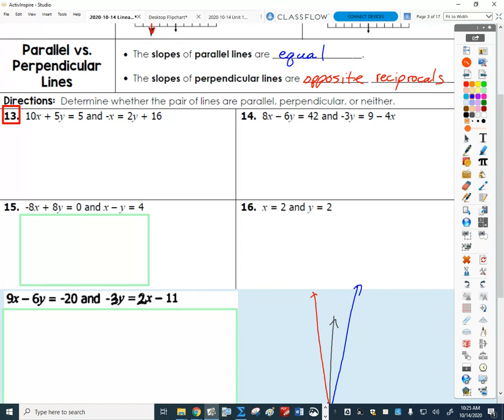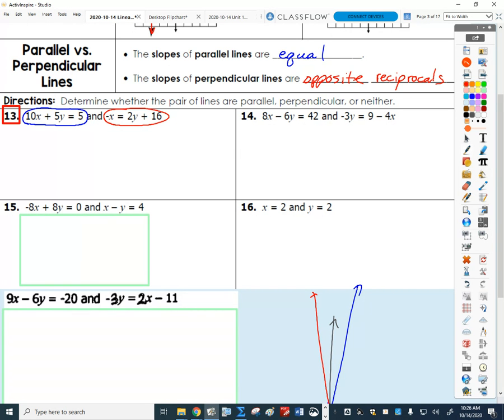So I'm comparing these two lines here. Let's make this one the blue line, and this will be the red line. What's the only thing I need to know about those two lines if I want to determine if they are parallel, perpendicular, or neither? So you need to find the slope of both of them. That's it. Good. That's all I need is the slope. I don't have to graph them. I don't need to know y-intercepts. I don't need to know anything else. I just need to know slopes.